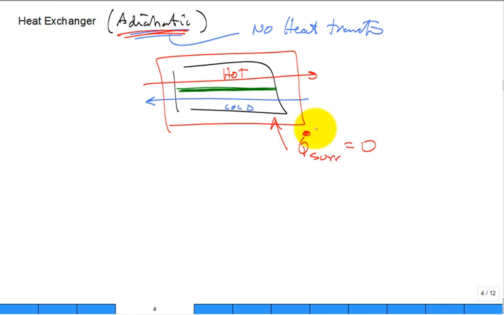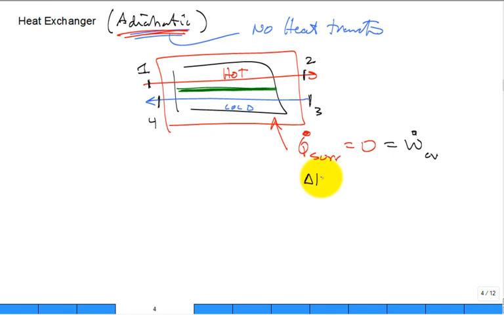Okay. Well, so how do we analyze these? Well, you just have to start numbering your states. Maybe state 1 is the hot in. State 2 is the hot out. State 3 is the cold in. State 4 is the cold out. And you then know that there's no shaft power cutting across a control volume enclosing that heat exchanger. There's no heat transfer. It's an adiabatic heat exchanger.